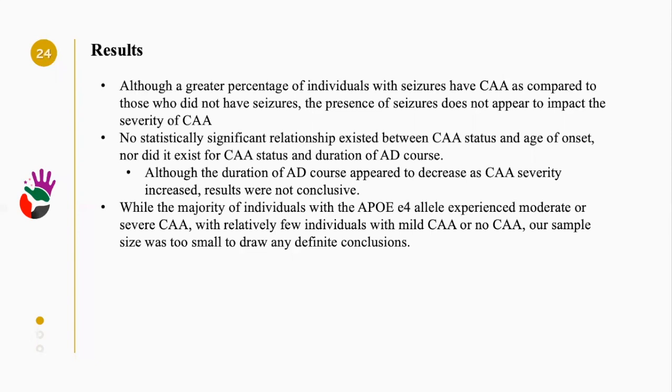So in terms of overall results, although a greater percentage of individuals with seizures had CAA as compared to those who did not have seizures, the presence of seizures didn't appear to impact the severity of CAA. And there wasn't a statistically significant relationship between CAA status and age of onset, nor was there one for CAA status and duration of AD course. Although the duration of AD course did appear to decrease as CAA severity increased, we did not get any conclusive results. Finally, while the majority of individuals with the E4 allele experienced moderate to severe CAA, with relatively few individuals with mild CAA or no CAA at all, our sample size was too small to draw any definite conclusions.